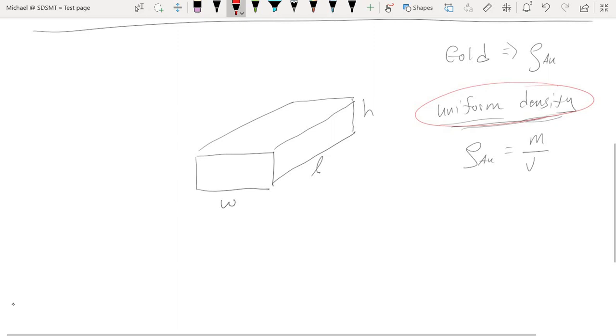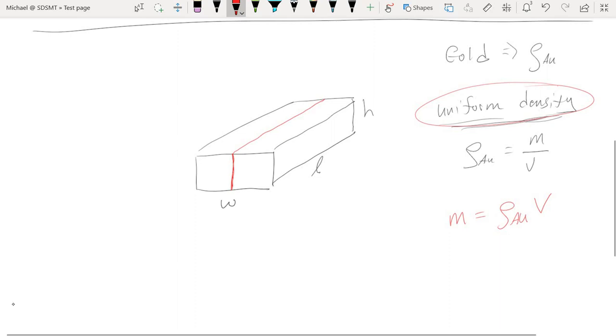So here's what we'll do. We'll try those center cuts again. So I will cut this bar in half along the width. And if we do that, given that the density has to be uniform, will the mass of each piece be the same?